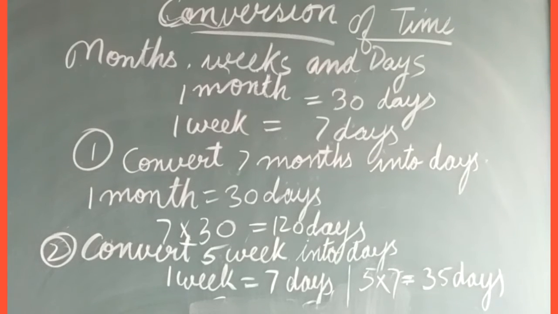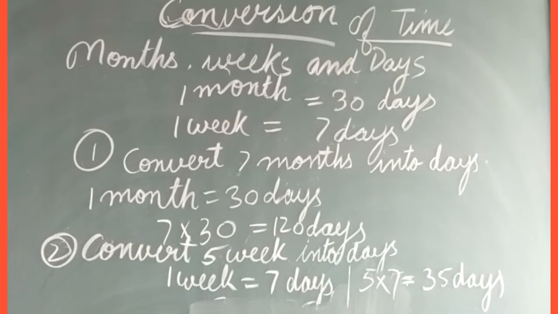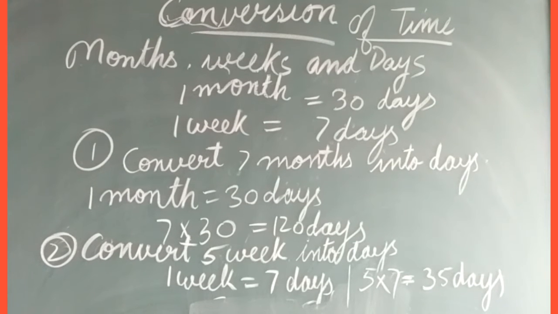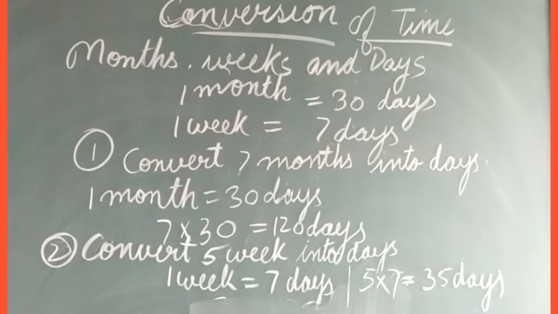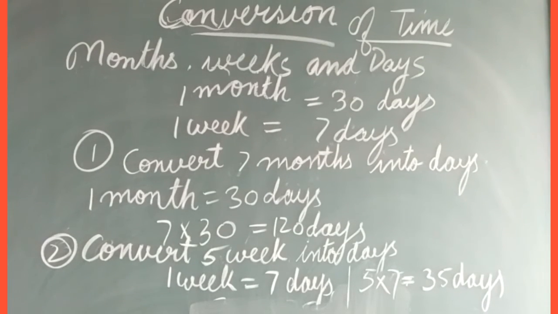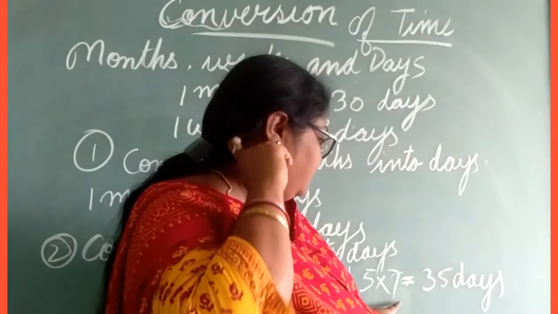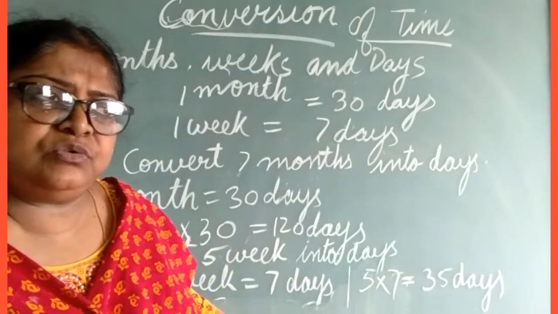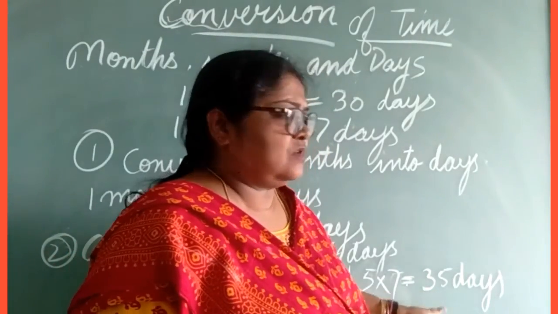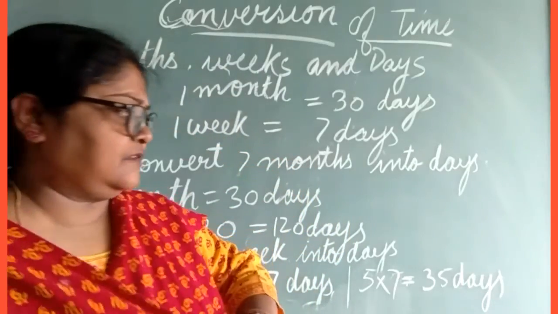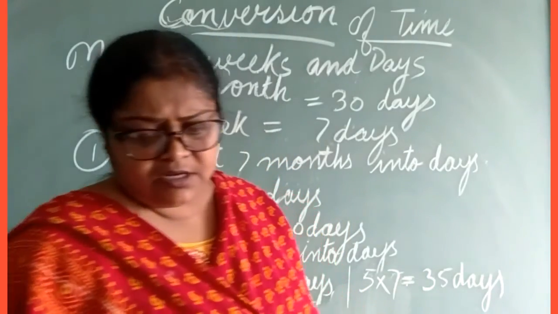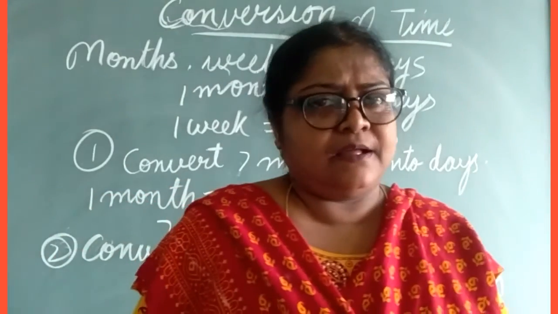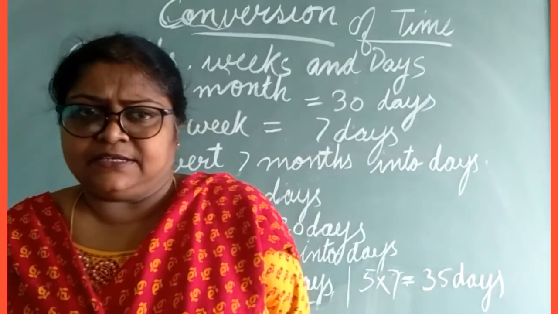Now in the next one, it is given that you have to convert weeks into days. As you know, 1 week equal to 7 days. So 5 weeks, what will you do? 5 into 7. So what answer did you get here? 35 days. So students, it is clear to you all.